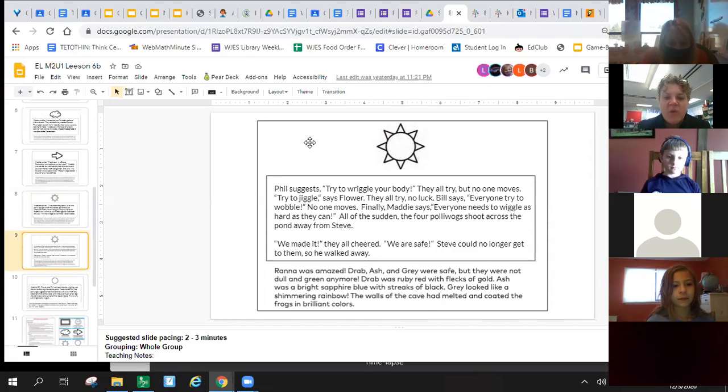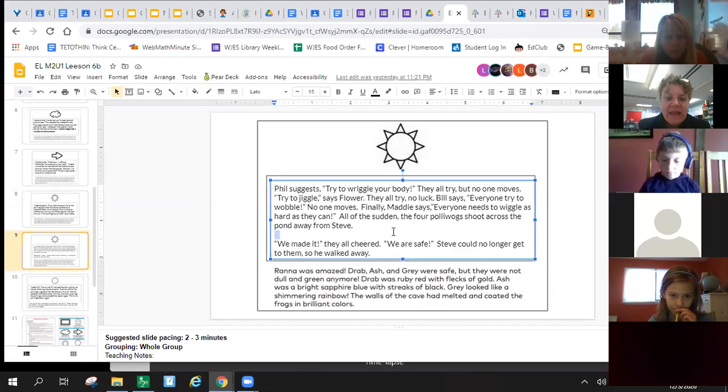Phil suggests, "Try to wiggle your body." They all try, but no one moves. "Try to jiggle," says Flower. They all try, no luck. Phil says, "Everyone try to wobble." No one moves. Finally, Maddie says, "Everyone needs to wiggle as hard as they can." All of a sudden, the 4 pollywogs shoot across the pond from Steve. "We made it," they all cheered. "We're safe." Steve could no longer get to them, so he walked away. So we've solved our problem. Now, no longer is Steve going to eat them.